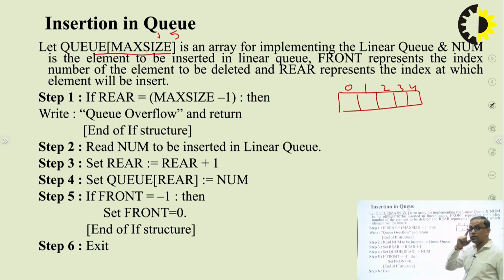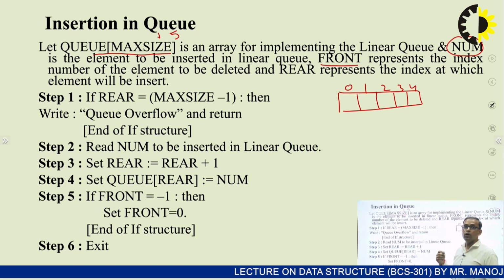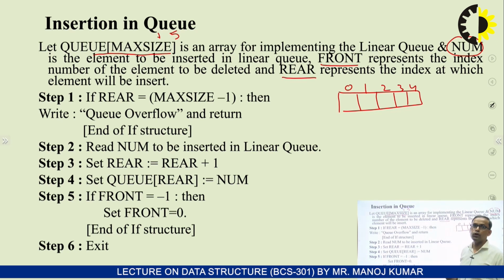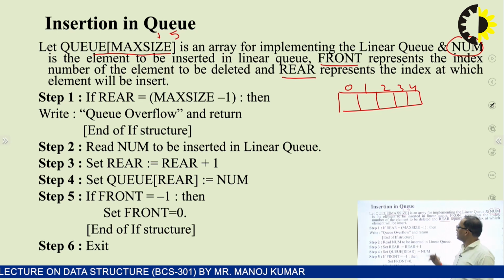So at first we declare a queue with max size, and suppose num is a variable which represents the value to be inserted inside the queue, front is another variable which represents the end of the queue from which the element will be deleted, and rear is another variable that corresponds to the end at which the insertion will be performed. So this is the declaration part. It means we are going to insert an element in the queue. So at first we have initialized some variables or data structures.